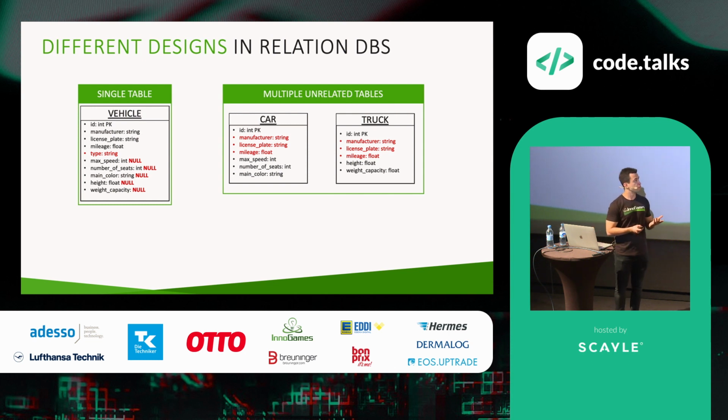On the other side, you could have multiple unrelated tables. Speaking of this example of a car and a truck, I do not have any link between them, so they'll have these duplicated fields. In this case, I have highlighted the manufacturer, the license plate, and the mileage. What's bad about that is if some rule changes, I have to go to every single place and fix them. So let's say I now have a manufacturer table, and want to use the column with a foreign key, I have to go to every single place and fix that.